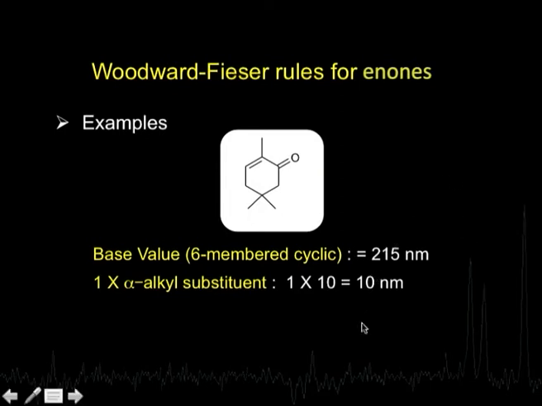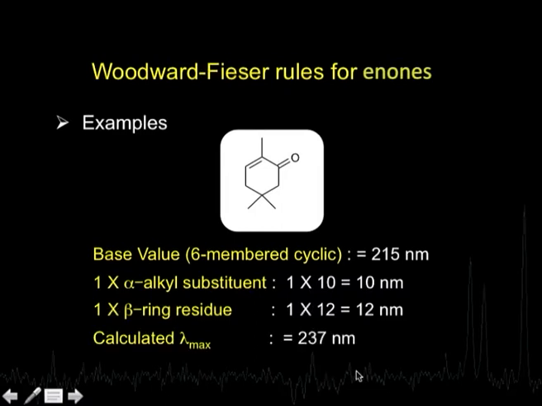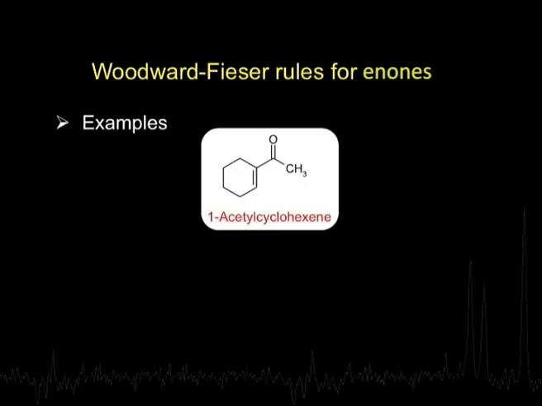So this gives me 10 nanometers. At beta position now there is a ring residue here, so it will give me 12 nanometers more. So the expected value will be 237. Observed is also 237. Okay, let's take yet another example here.